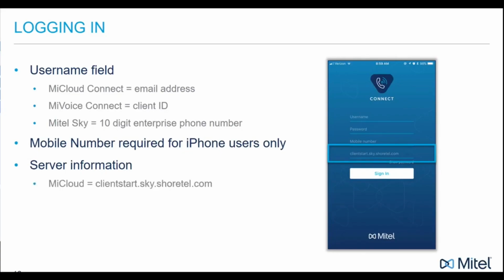You must give the Connect mobile client information to allow it to connect and get service from the mobility device. Cloud users sign in with a default address, clientstart.sky.shoretel.com. The Sky users will be given the appropriate address by their phone administrators, and the My Voice Connect users enter the internal mobility router address as provided by the administrator.